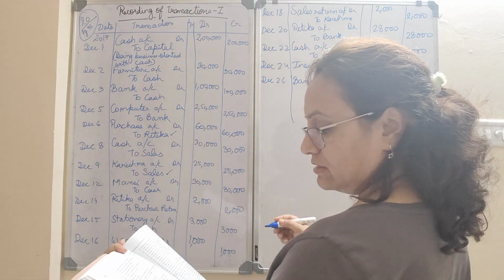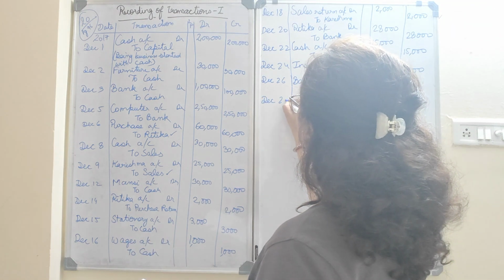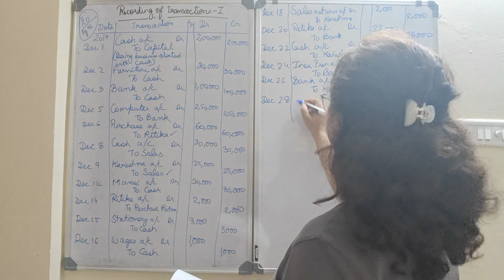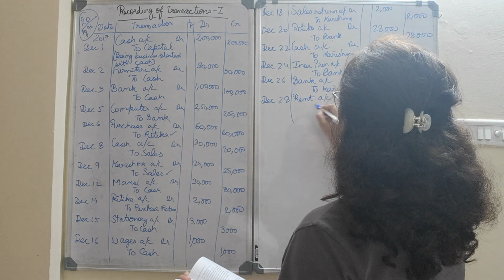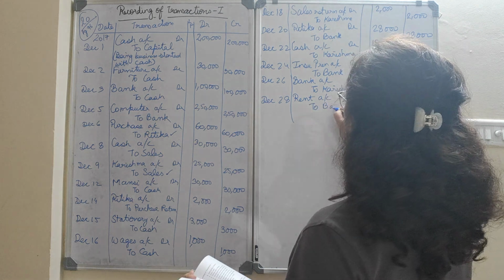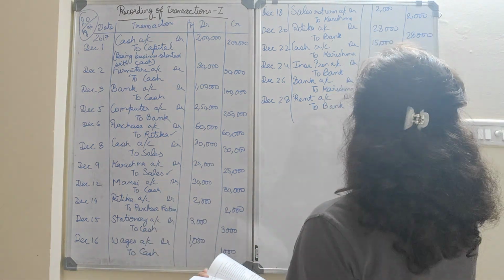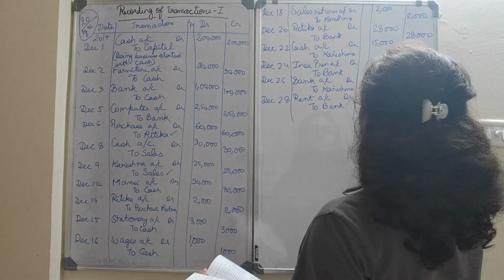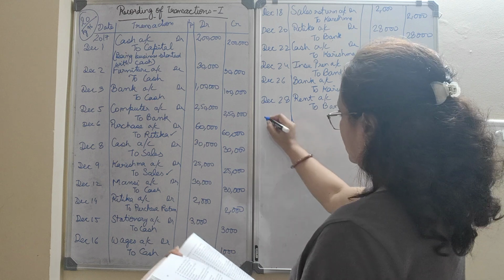Now next is December 28. December 28 is rent paid by check. So rent account debit to bank. Most of the transactions are happening through bank. So in this question we are going to get good entries in the bank ledger. Now 2 more entries are left.